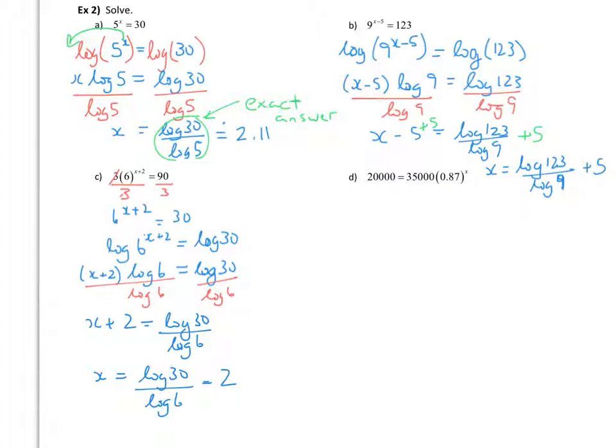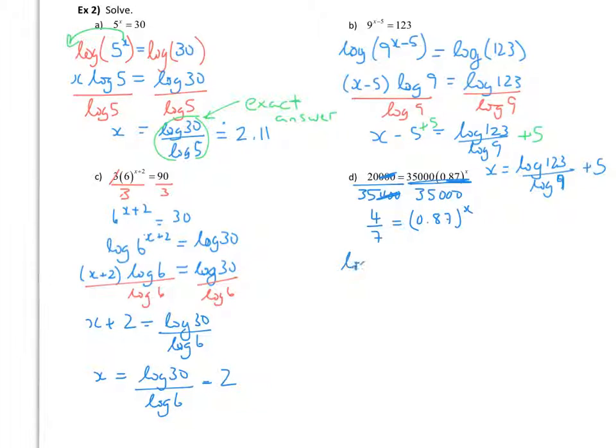The first step, I would try and isolate my power by dividing both sides by 35,000 here. And when I do, I can reduce that, take 3 zeros off that, 3 zeros off of that. That gives me 20 over 35. Both of those are divisible by 5 as well, which would make that 4/7. So 4 over 7 would be equal to 0.87 to the exponent x.